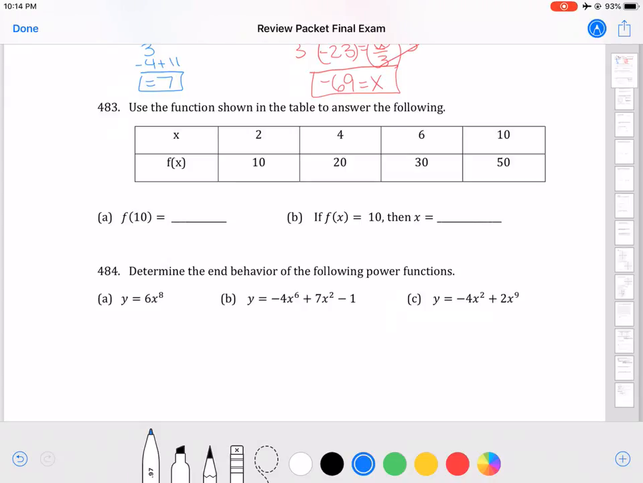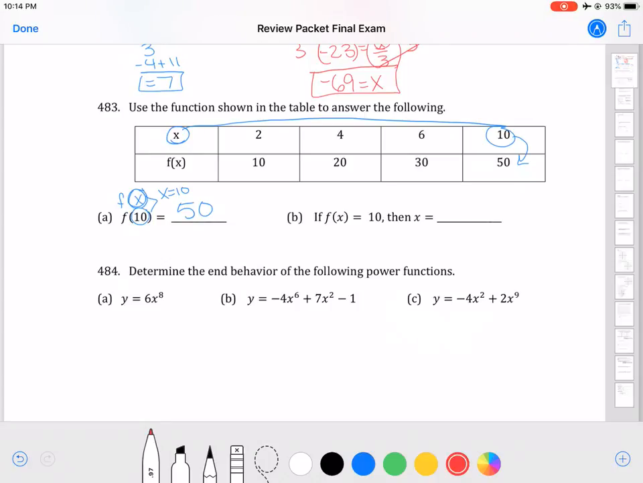All right, moving on to 483, using that same function notation, but this time I don't have an equation to plug into. I have a table to refer to. But I'm going to use those same concepts for part A, just like A in the last question. F of x falls in line with that f of 10. X and 10 are in the same spot, so it's just telling me to look at where x is 10. So I go to my x row and slide myself on over to find where x is 10. And when x is 10, my f of x value is 50. So f of 10, when x is 10, is equal to 50.